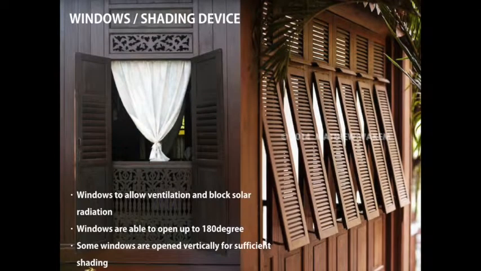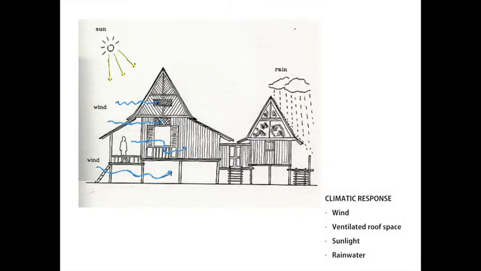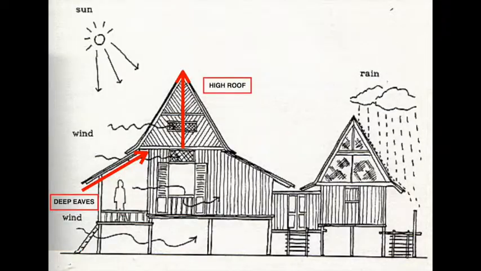The windows here are designed to allow ventilation and block solar radiation. They are able to open up in a variety of angles and usually up to 180 degrees. Some windows are open vertically for sufficient shading. The traditional Malay house has various designs that are inclined towards climatic response. As mentioned previously, the deep eaves and the high ceiling roof reduce the amount of heat gained from the sun, as well as provide sufficient shading.